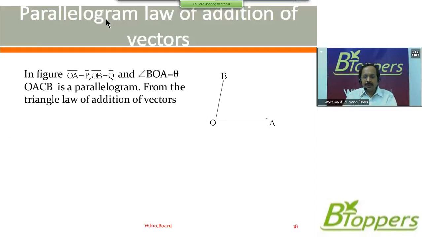In the figure, the directed line segment OA bar represents the vector P bar. The directed line segment OB bar represents the vector Q bar. And the angle BOA equal to theta.